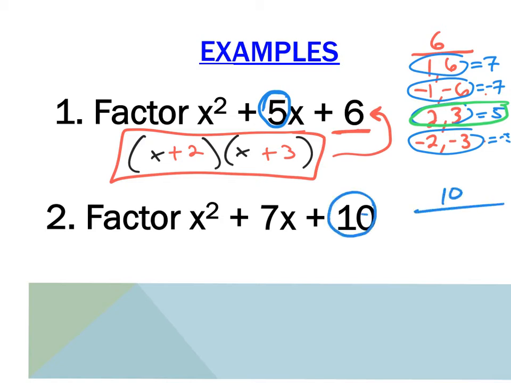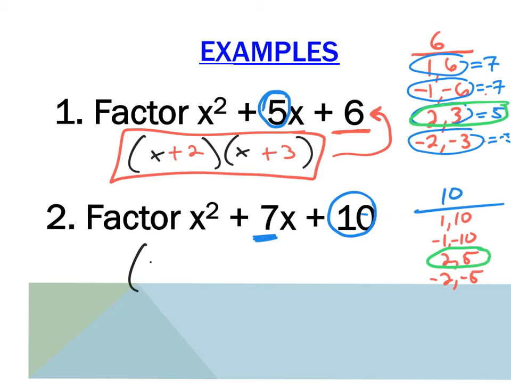And so if I list all the factors of positive 10, 1 times 10 makes 10, negative 1 times negative 10 makes positive 10, positive 2 and 5 multiply to 10, and also negative 2 times negative 5 becomes positive 10. And so our question is, which ones add up to that middle term here of 7? If you look clearly at our list, 2 plus 5 becomes positive 7. So there's my two factors.